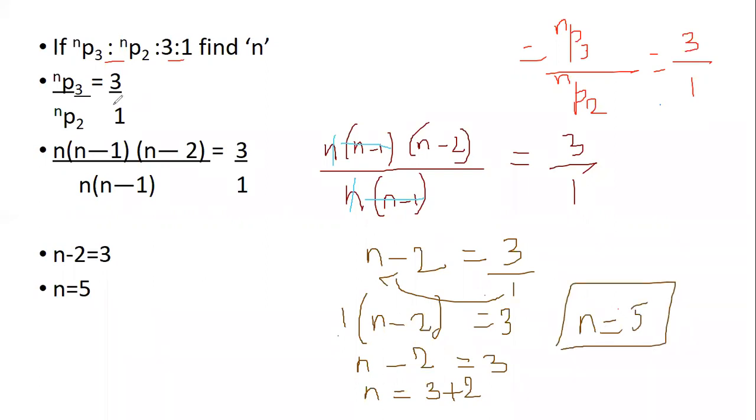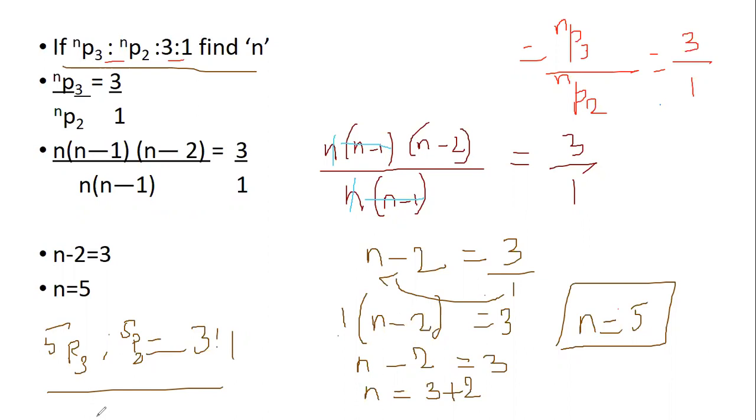So for both of it, I understood that 5P3 is to 5P2 is equal to 3 is to 1. I'm just rewriting the question once again here. That's all. With n. Understood? Everybody is clear? Okay. Can we go for the next question?